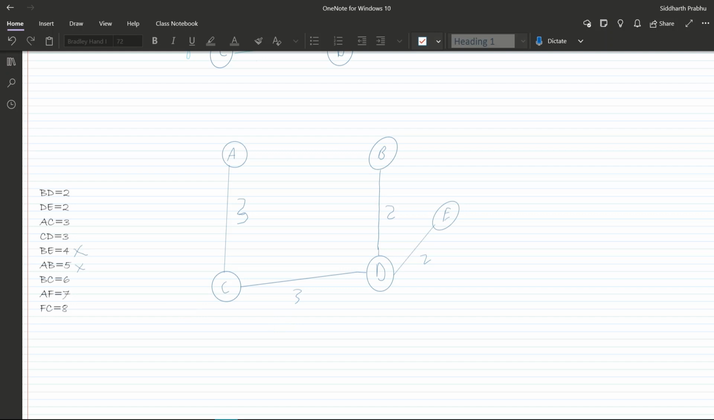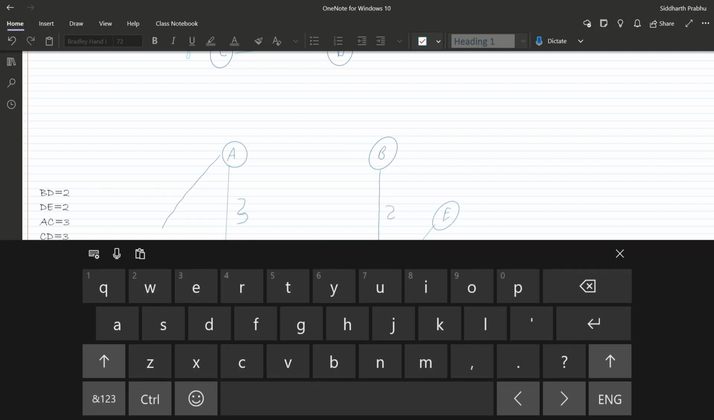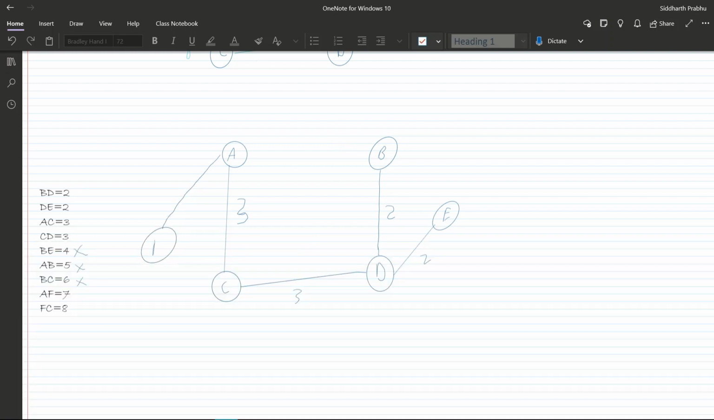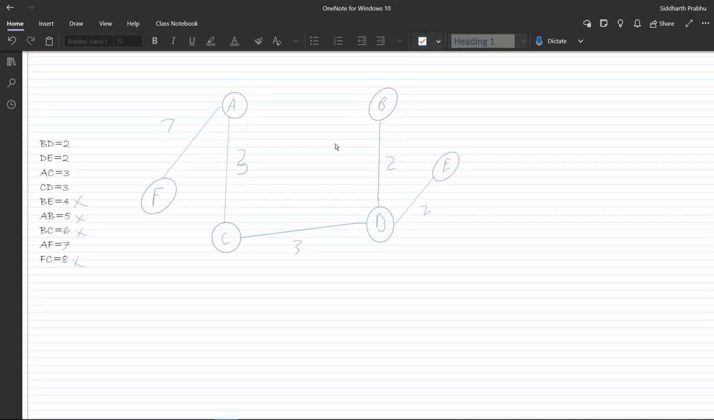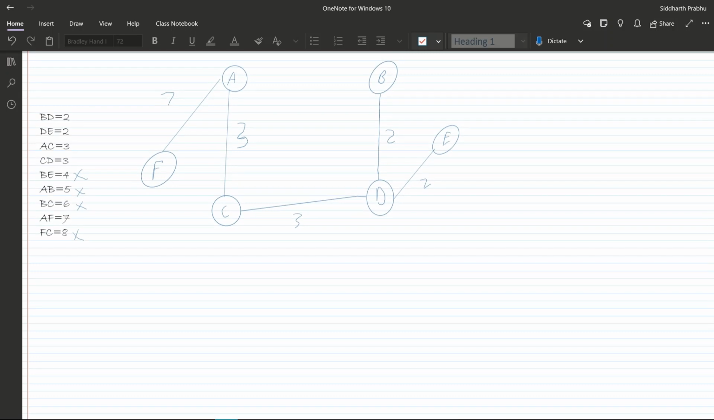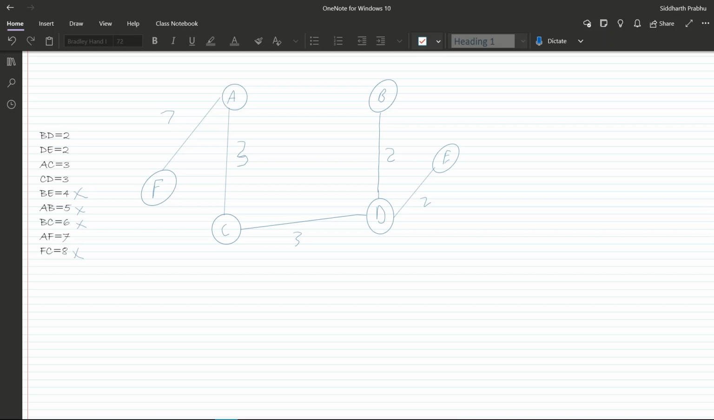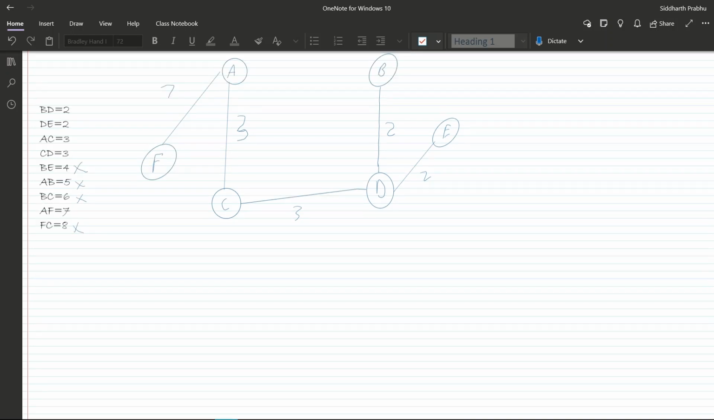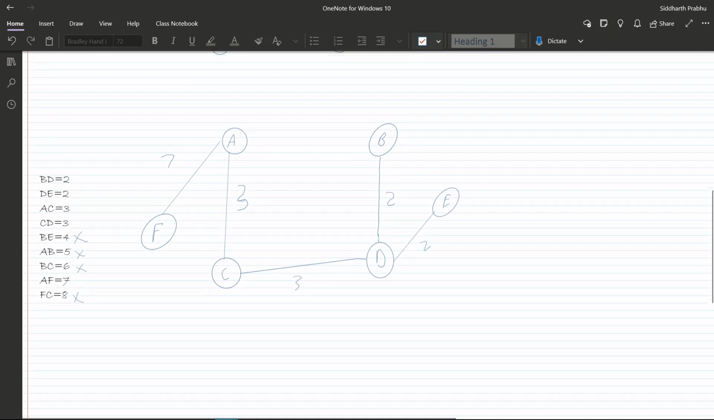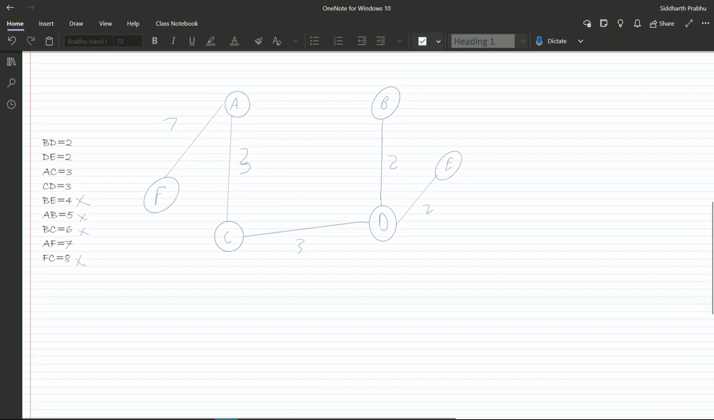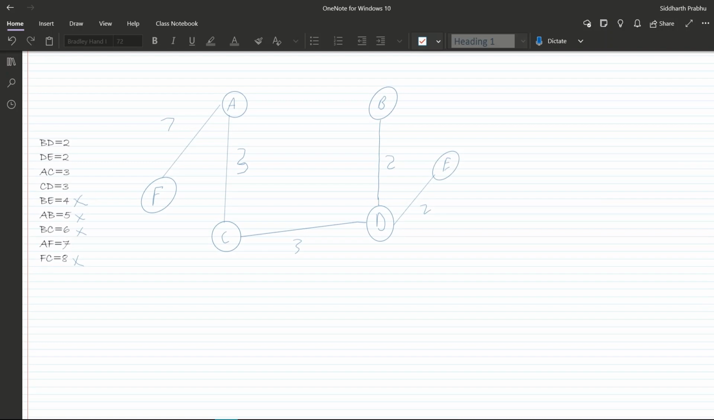So now the AF edge, if you see, won't be forming any cyclic structure, and hence it will be taken into consideration. So the next edge we will draw is the AF edge, and as I told, the FC edge won't be taken into consideration, hence this is the minimum spanning tree using Kruskal's algorithm. You can check if this is the minimum spanning tree by following the rules of minimum spanning tree. And so that's all for Kruskal's algorithm.